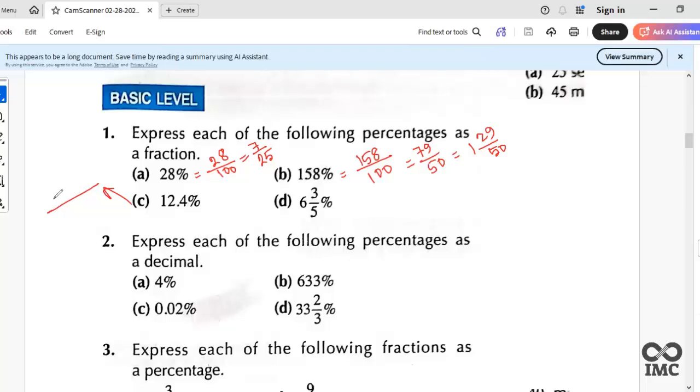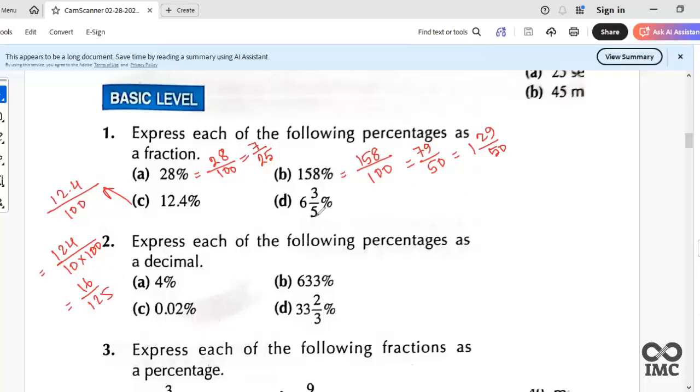12.4% can be written as 12.4 divided by 100. Okay, and we know that 12.4 can also be written as 124 by 10, into 100. Now we need to cancel. After cancelling 124 and 1000, the lowest term will be 16 by 125.